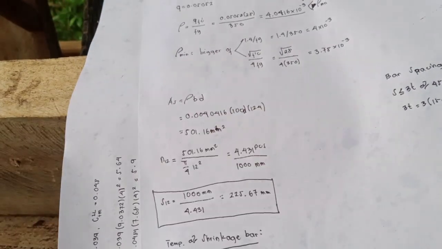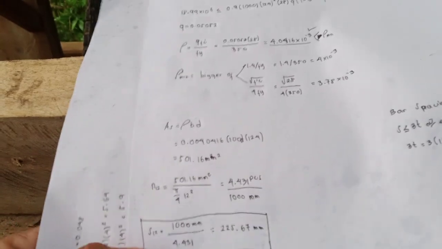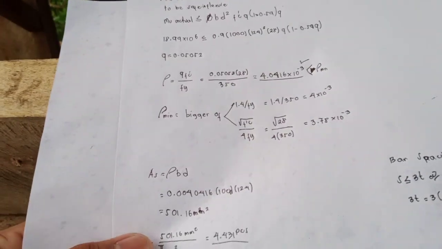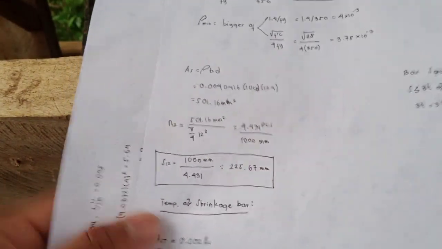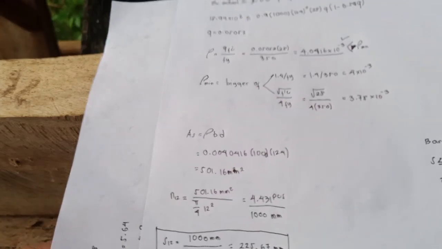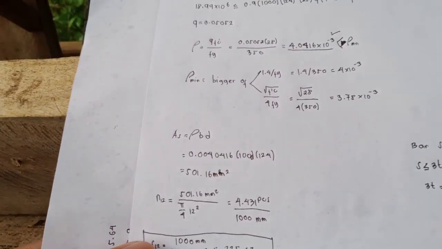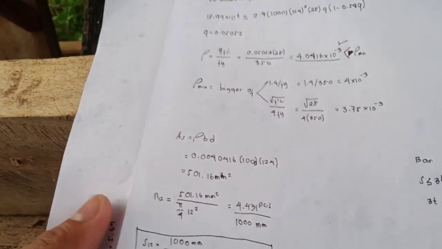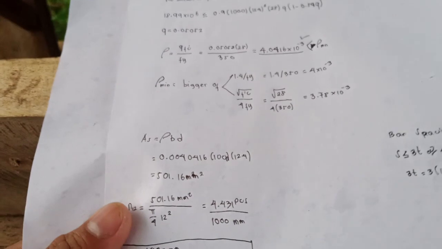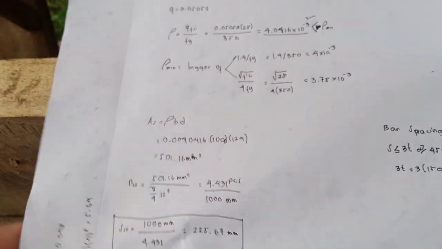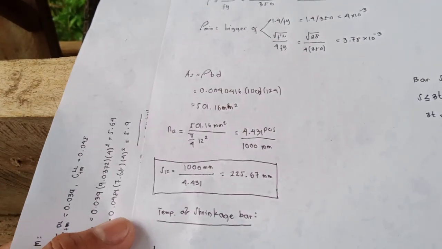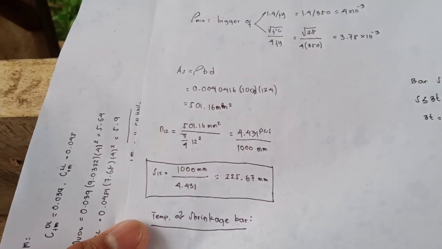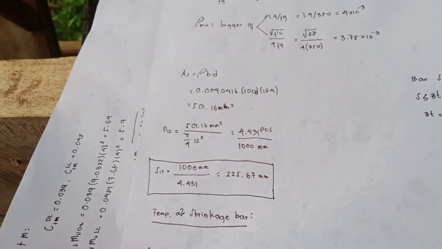So this is the answer for the spacing of the negative moment. So the rho minimum is a minimum that is required by the code. So we have the rho minimum, and the second is our temperature bar. We can use the temperature change bar.